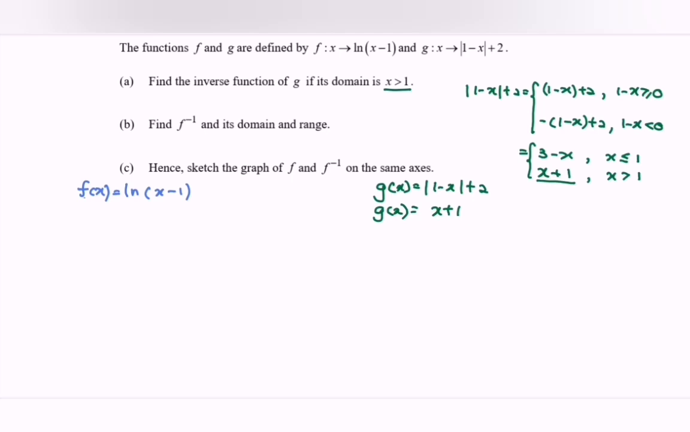So find its inverse. Let y equals g(x), so g inverse of y equals x. Let's begin. y equals x plus 1, so x equals y minus 1. So g inverse of x is x minus 1. That is the inverse function of g.